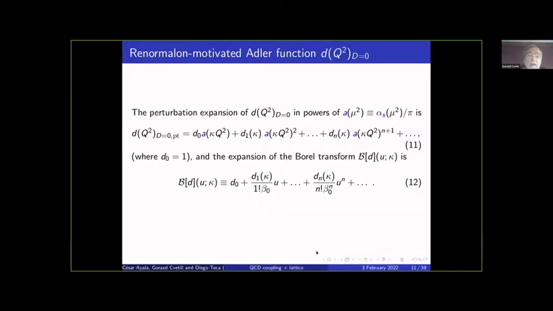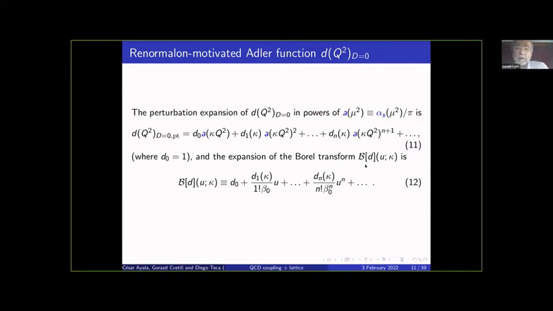Now, concerning the dimension 6 Adler function, the first four terms are exactly known up to the four loop, and with some renormalon-motivated model, we will do an extension to some higher terms, which we will sometimes use in our approximation, in our evaluation.